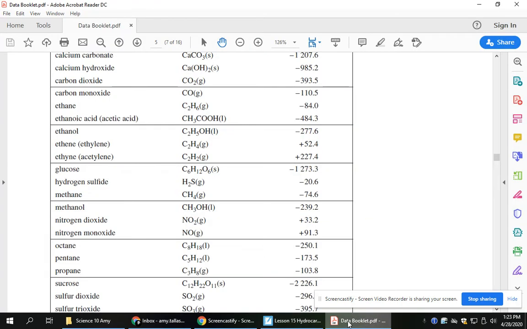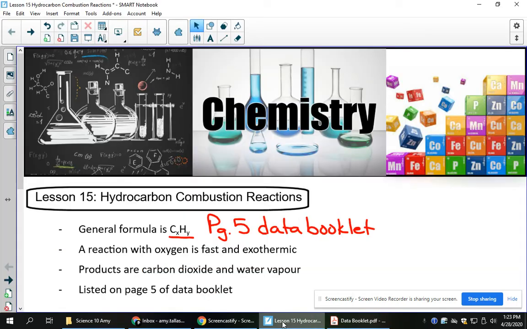It's a big chart that looks like this, and you can see they're not all hydrocarbons, but a lot of them are there. If we look near the bottom, we can see things like octane, pentane, propane. These are all hydrocarbons. Those are going to be essentially what we're lighting on fire. If you think about the gas that comes out of the tables in the science lab, that's methane gas, or CH4.